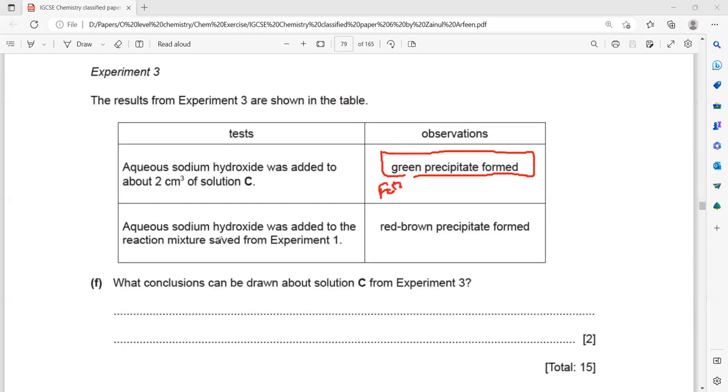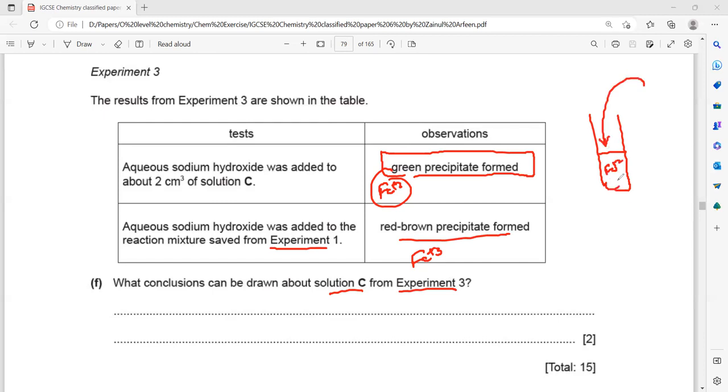Then aqueous sodium hydroxide was added to a reaction mixture saved from experiment 1, and a red brown precipitate formed. What gives an idea? It might be iron 3. What conclusion can you draw about solution C from this experiment? It contains iron 2, and that iron 2 might be oxidized by the surrounding oxygen. That iron 2 might be oxidized to iron 3.